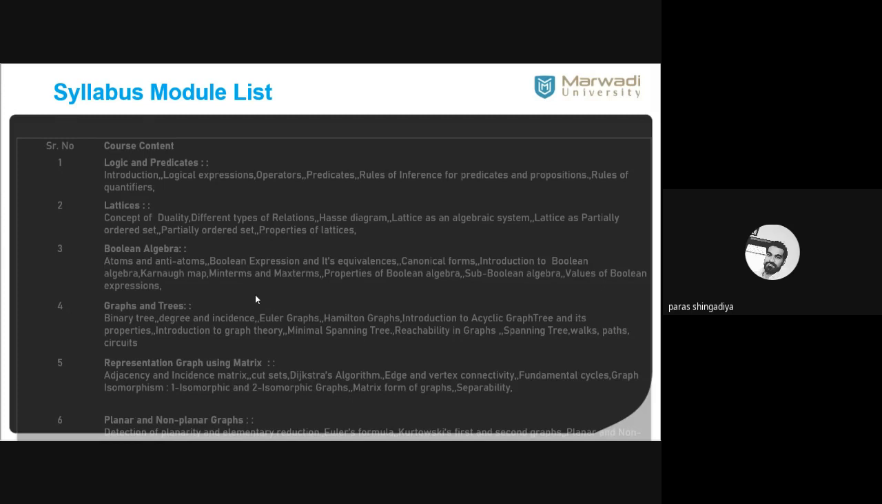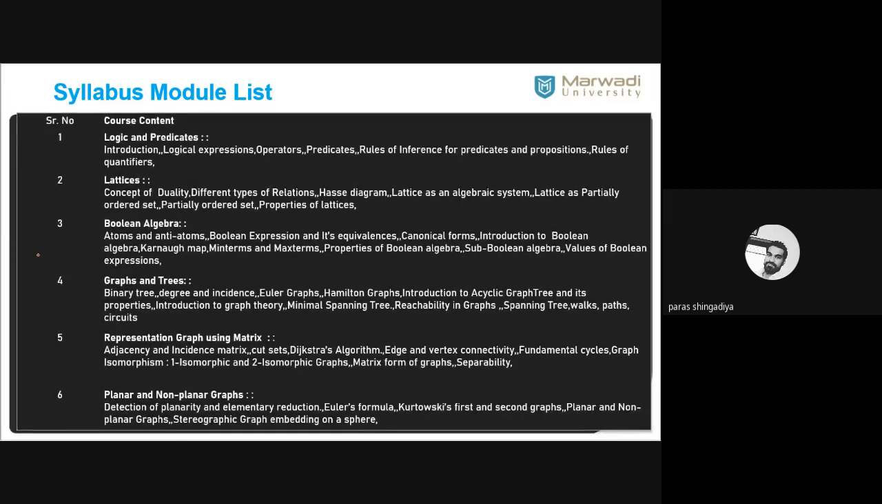And these are our syllabus modules that we discussed in the last lecture. Units one, two and three are part of discrete mathematics. Logic and predicates, the concept of lattice theory, which is based on relations, and the third unit is the Boolean algebra concept. This is discrete mathematics. The second part is graph theory, units number 4, 5, and 6.